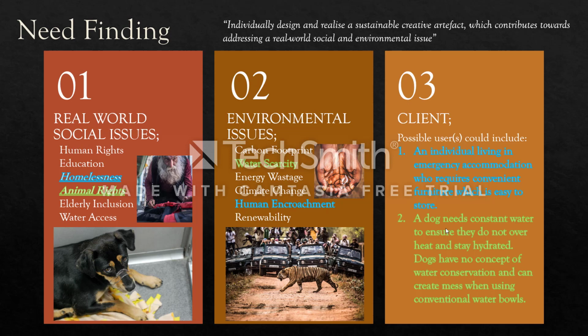And then that's my animal one below it. So a dog needs constant water to ensure that they do not overheat and stay hydrated. Dogs have no concept of water conservation and can create mess when using conventional water bowls. So I suppose the real issue there is the fact that people are often away from home for a long period, whether it be work or education or anything like that.